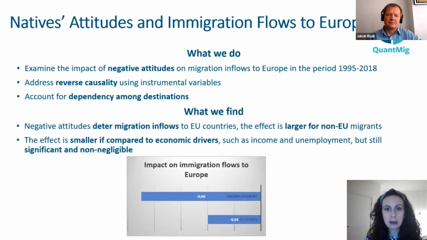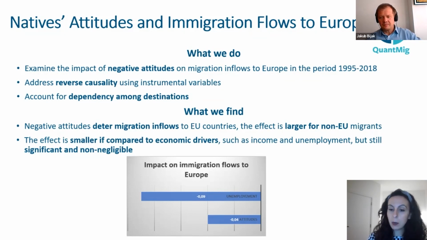We attempted to minimize the issue of reverse causality in several different ways. First, for this analysis, we have a panel dataset that covers the period between 1995 and 2018, and this allows us to use a one-year lag for all the explanatory variables. Second, we control for economic and geographic drivers to minimize the risk of omitted variables and also to be able to compare the relative magnitude of the effect of the attitudes. Third, and most importantly, we adopt an instrumental variable strategy and account for the dependence among destinations by introducing in the model a series of fixed effects.